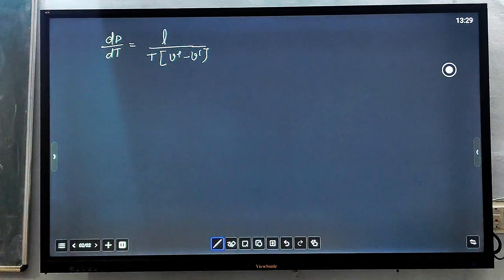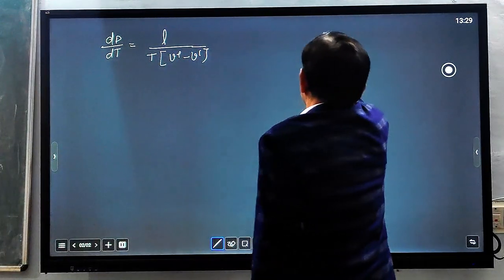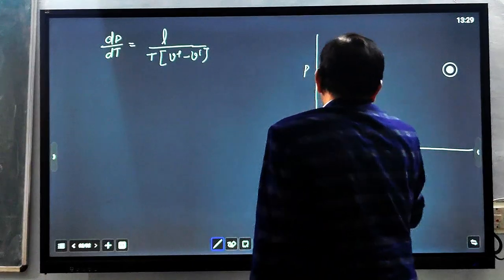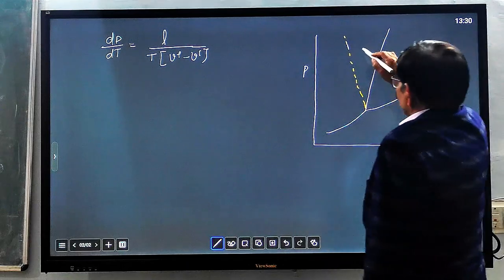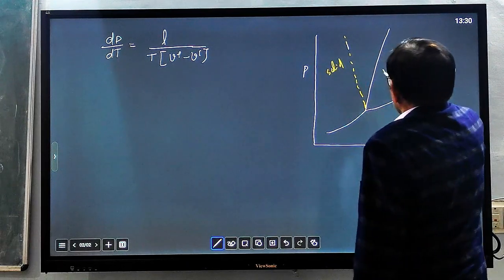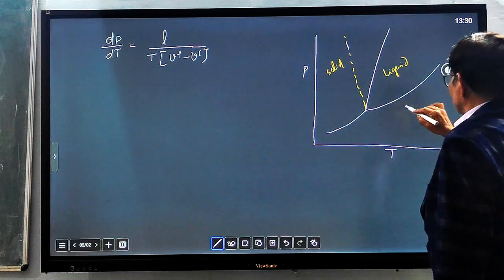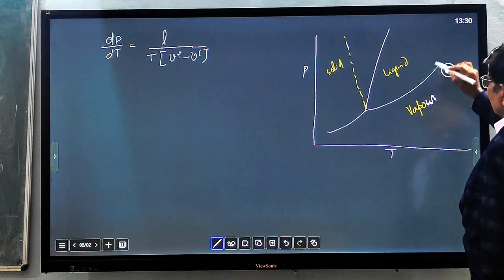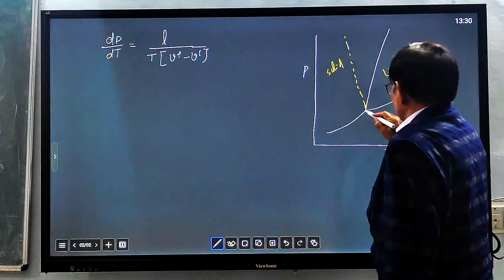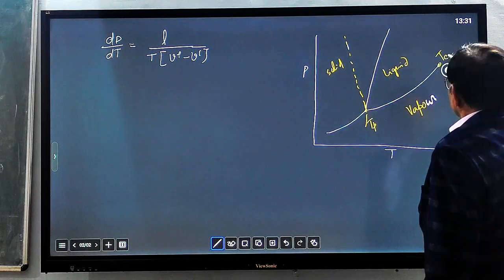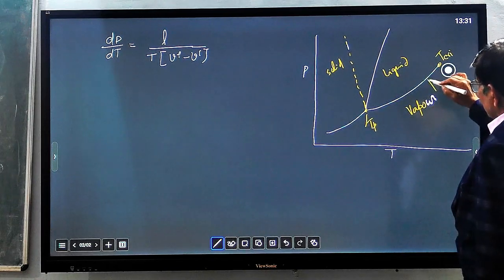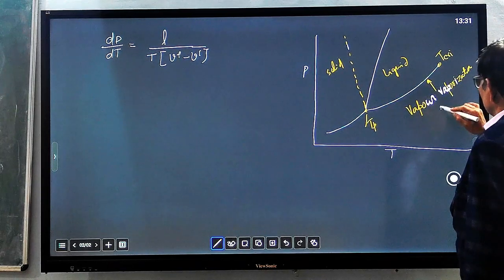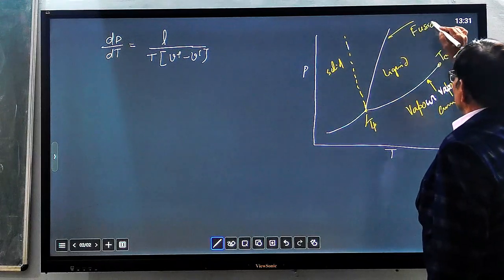Suppose Vf is a liquid state. We can first draw a graph. Let us draw a pressure-temperature graph of phase transformation. This is the solid state, solid, liquid and vapor. This is the critical point, TC the critical temperature. This one is the triple point, TP. This one is the vaporization curve. This is the fusion curve.